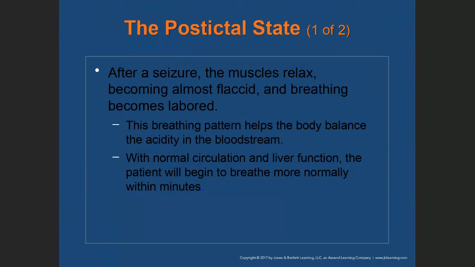Now, the postictal state. After a seizure, the muscles relax, becoming flaccid, and breathing becomes very labored. This breathing pattern helps to reduce the acidity in the bloodstream. With normal circulation and liver function, the patient will begin to breathe more normally within minutes. And this is the phase in which we will provide all the necessary treatment for the patient.